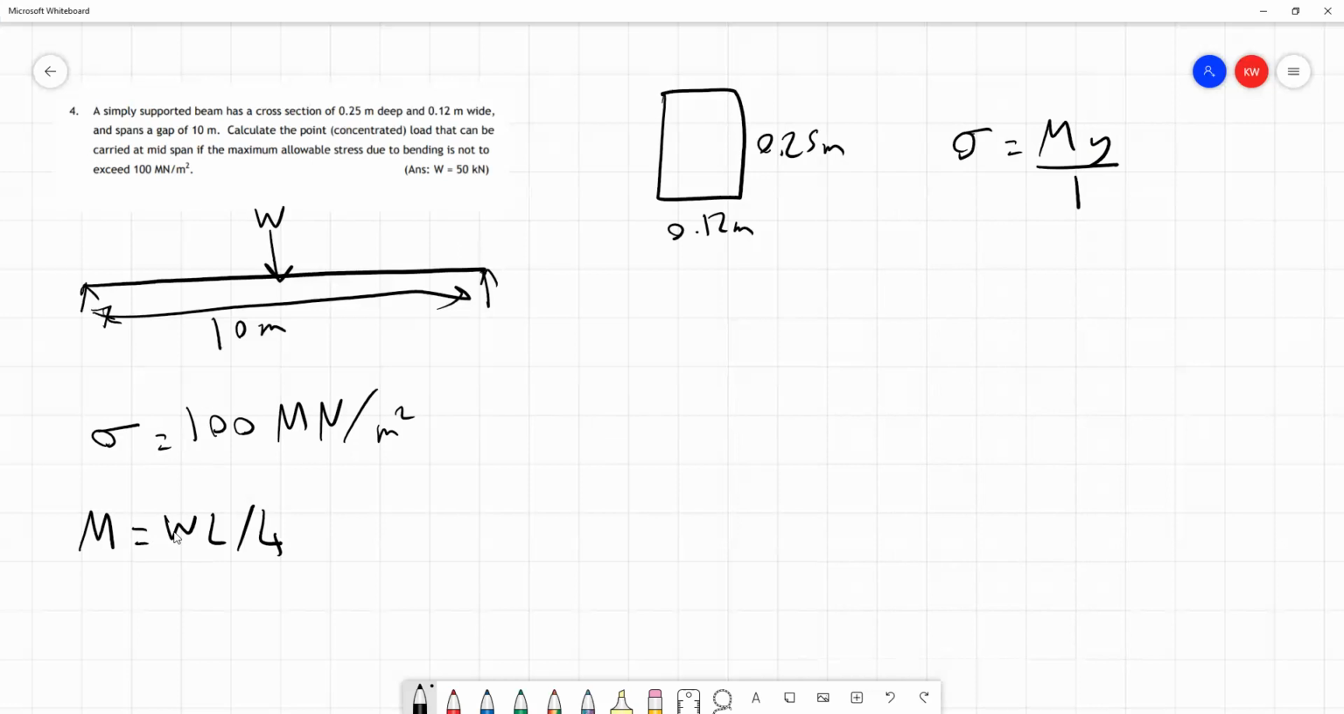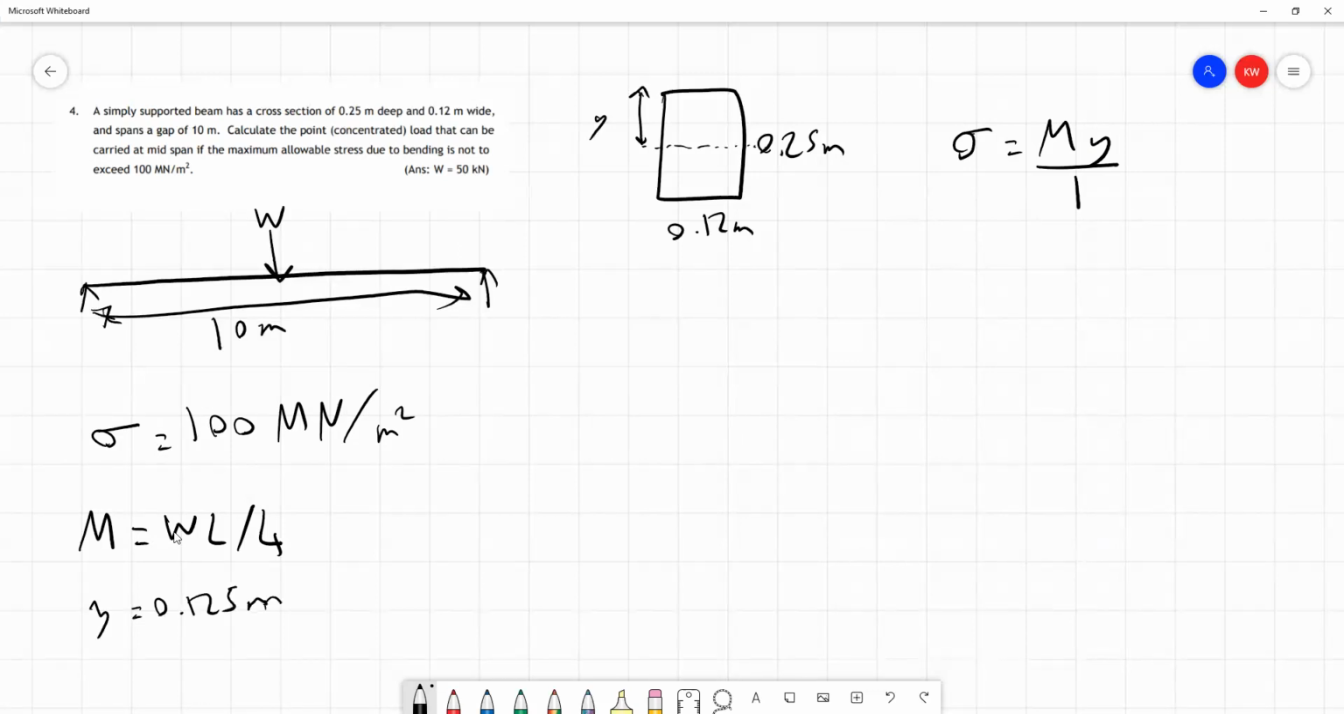So let's get some other values we can read off quickly. Well, if our centroid line is the halfway point in a rectangle, the Y value, the distance from the centroid to the furthest away piece of material, is here. So our Y value is going to be half of our 0.25 meters. So our Y value is going to be 0.125 meters.